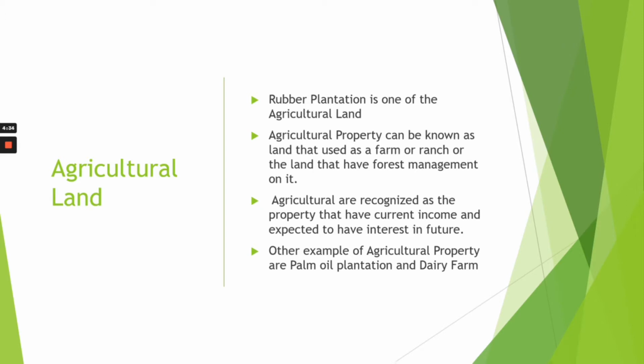Rubber plantation is one of the agricultural lands. Agricultural property can be known as land that is used as a farm or ranch, or land that has forest management on it. Agricultural property is recognized as property that has current income and is expected to have interest in the future. Other agricultural properties are like palm oil plantations and dairy farms.